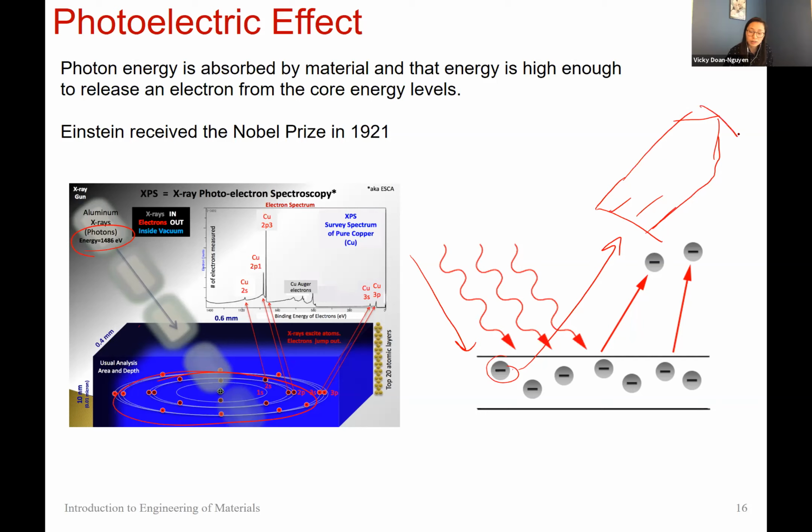That all gets detected, and then you'll have a detector that spreads out the energy again. These are supposed to be straight lines. And then that will tell you, okay, did I have electron energies that correspond to, let's say, copper or iron or what have you?